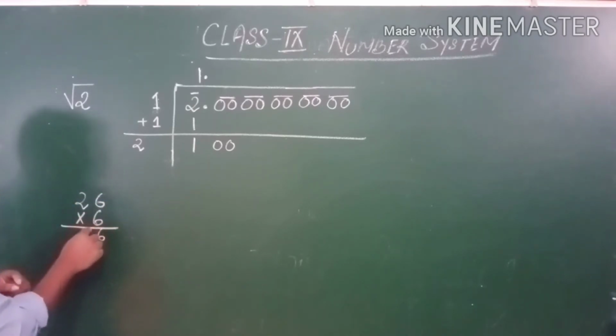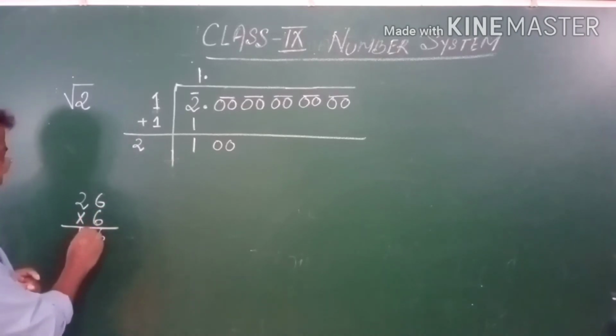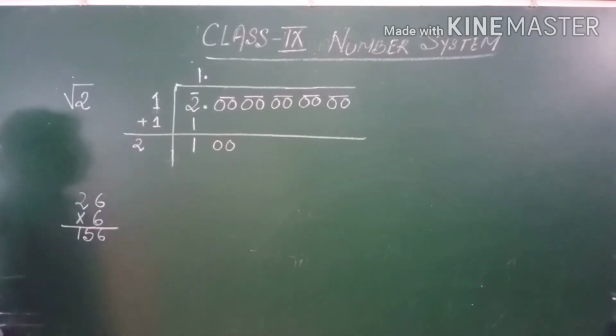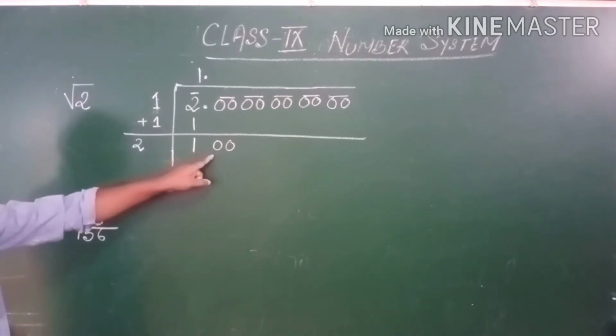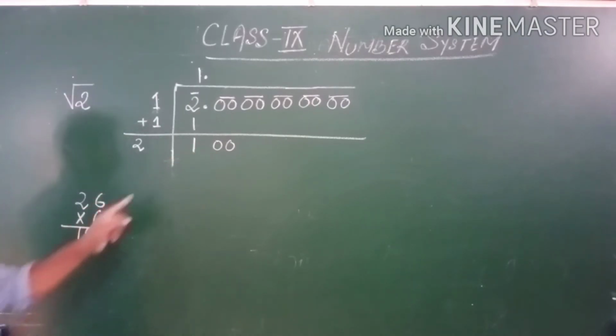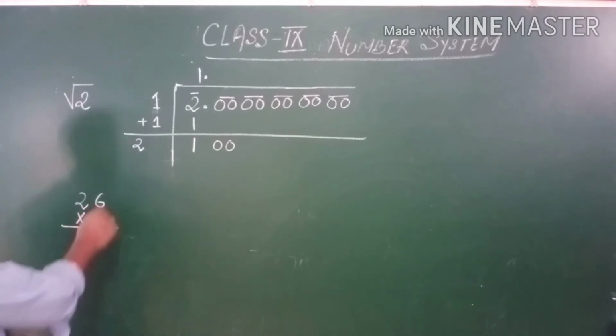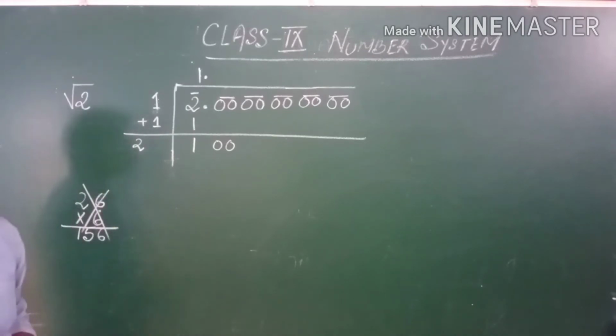3 times 2 is 6... 6 times 2 is 12. 12 plus 3 is 15. So I got 156. But this is greater than 100, so you can't take this 6. Okay, you can't take this 6.